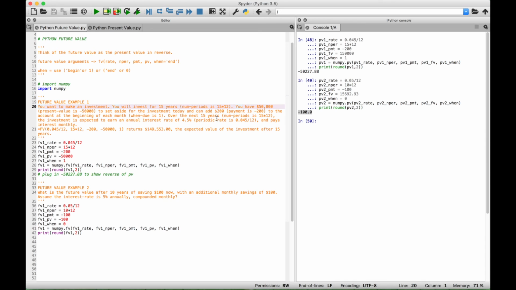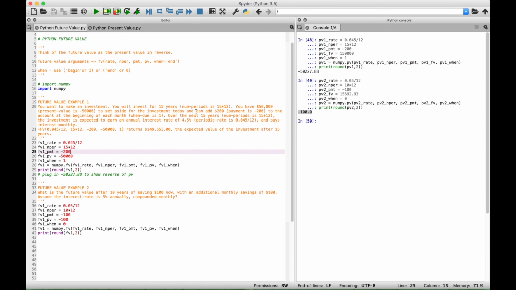Over the next 15 years, the investment is expected to earn an annual interest rate of 4.5% and pays interest on a monthly basis. So here for the rate argument, we put in 4.5% as a decimal, but since the investment pays on a monthly basis, or it compounds monthly, we need to divide that by 12. For the number of periods, we have 15 years to invest, but again, since it compounds on a monthly basis, we need to multiply that 15 years by the number of months in the year, which is 12, to get the total number of periods.